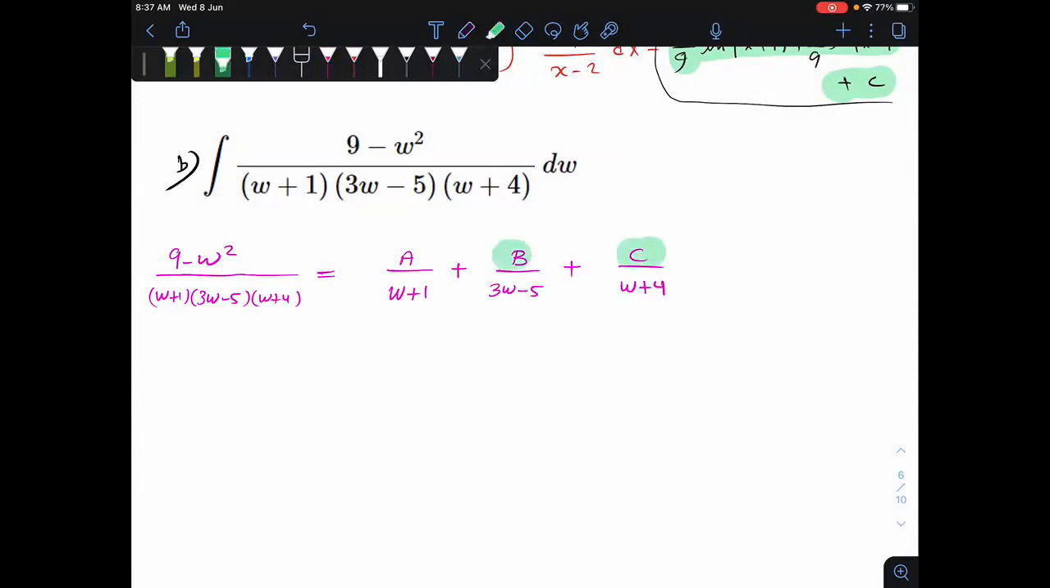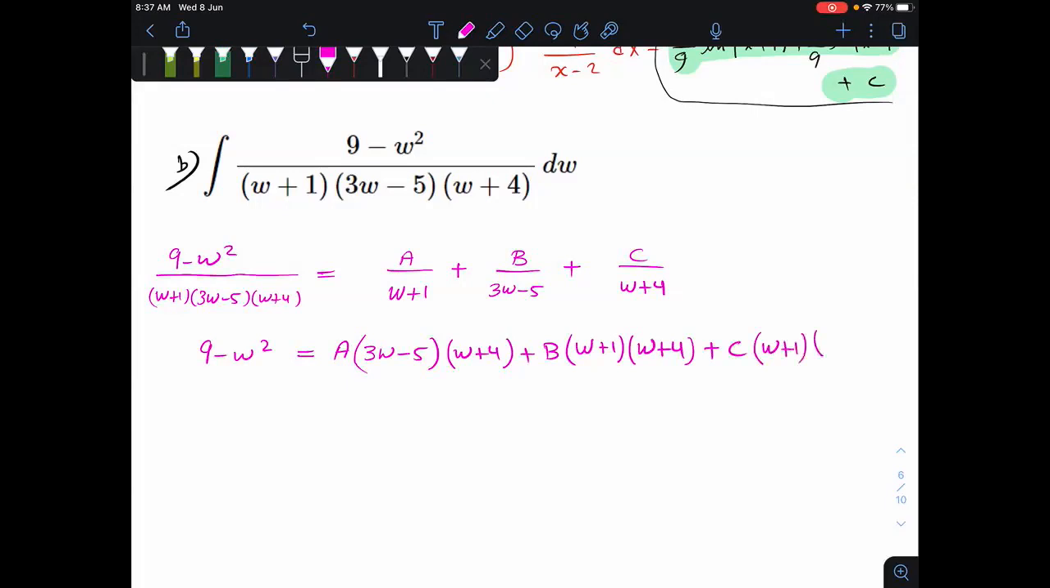So we have constants when the denominator involves a linear factor. Write only the numerator on the left side. And now, A times (3w minus 5)(w plus 4), plus B times the other two factors, (w plus 1) and (w plus 4), plus C times (w plus 1)(3w minus 5).